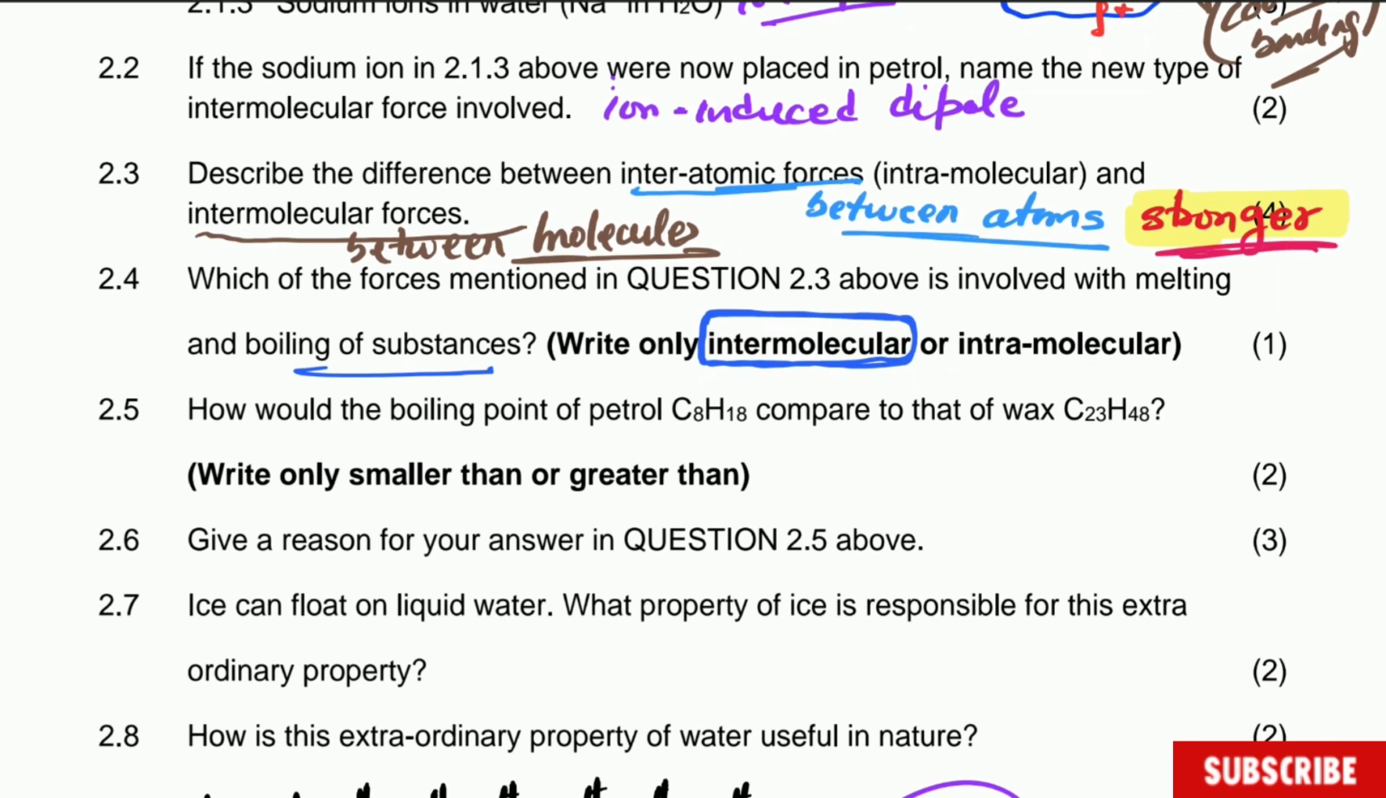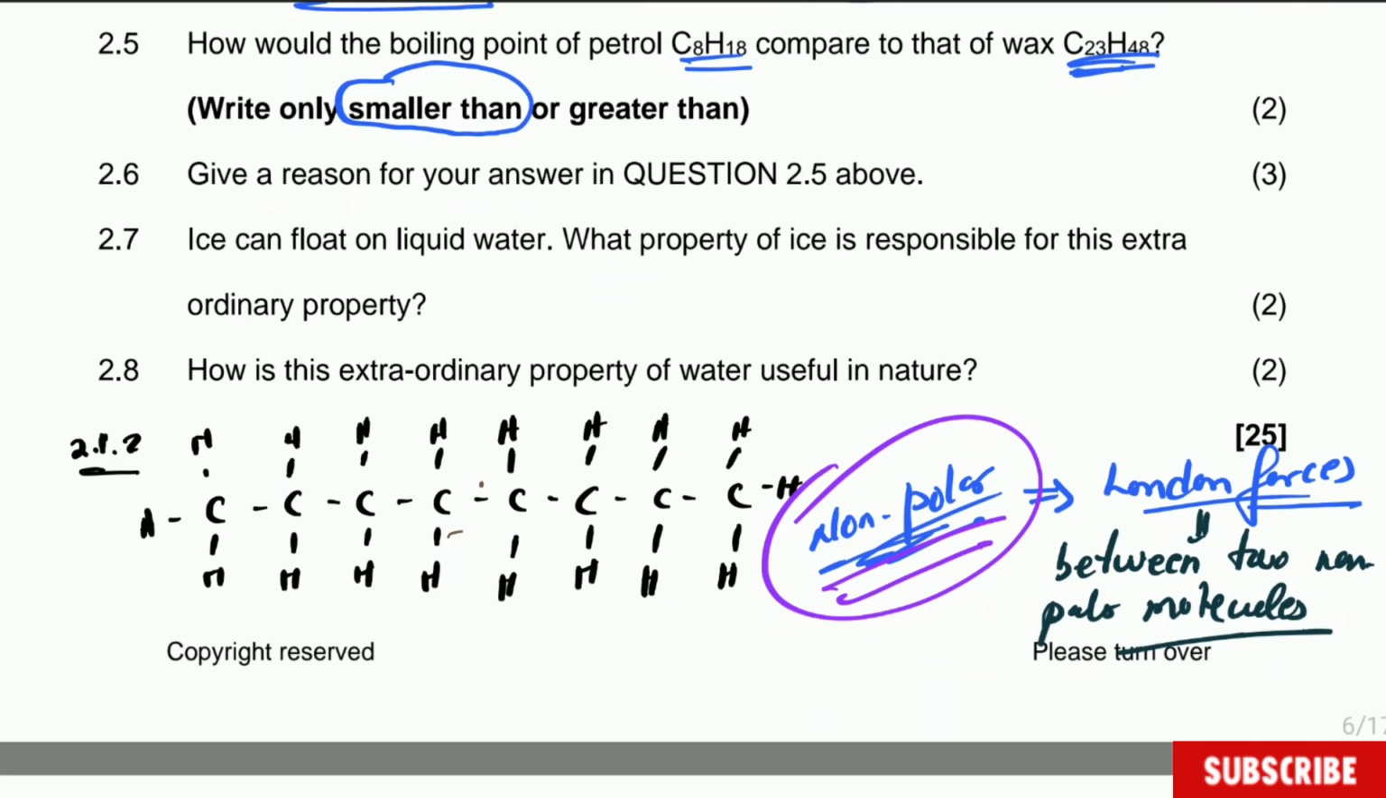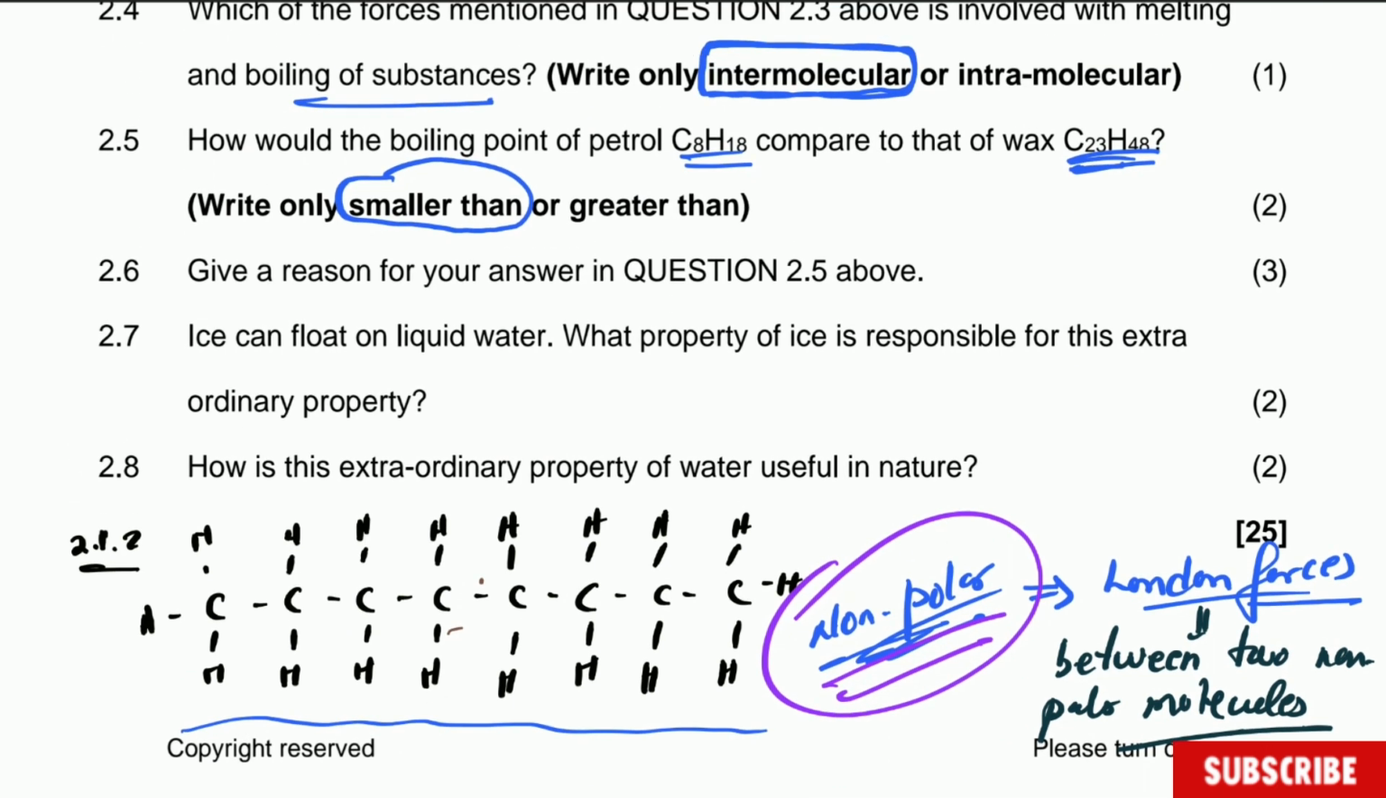How would the boiling point of petrol compare to that of wax? And you can see wax is here, it is a huge molecule, it's much bigger, guys. So it's very easy. Petrol is smaller, therefore the intermolecular forces are weaker than wax. Wax is also a London force. So the answer here is smaller than. The bigger the molecule, the stronger the intermolecular force. In this case, it's going to be London forces. Now you make this molecule here very large, and there will be more London forces. Alright, so it's quite simple.